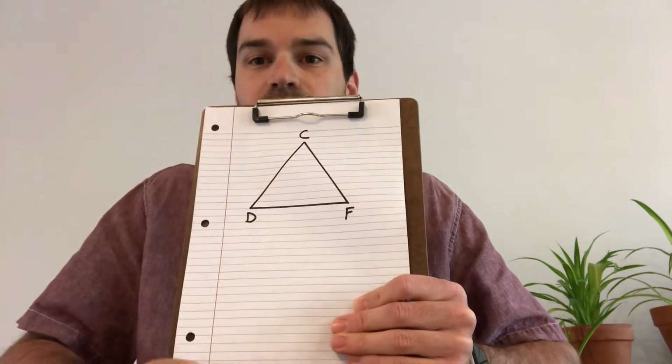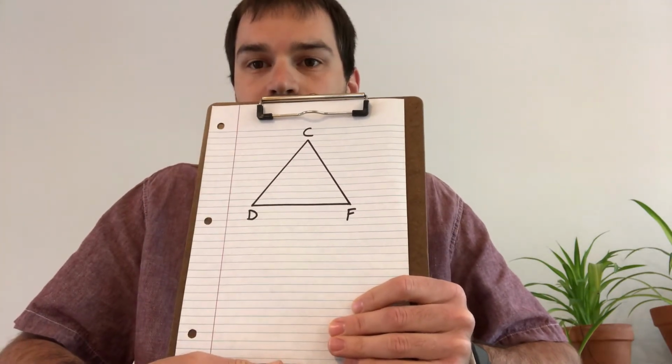So do you know how we're going to go ahead and name this? You probably figured it out already. Now, one of the key things that I want you guys to know when you're naming triangles is that you always start off with the shape of a triangle.